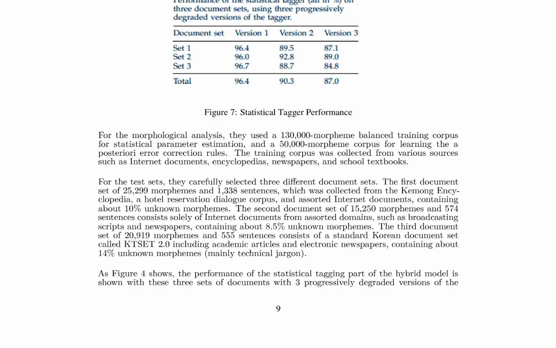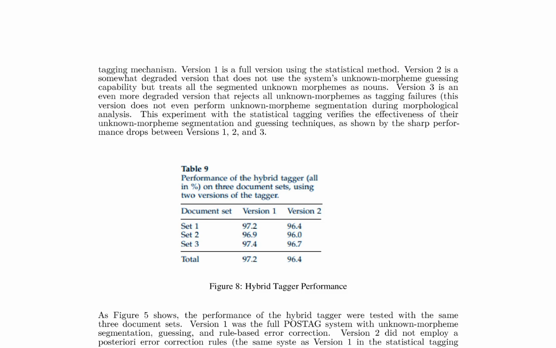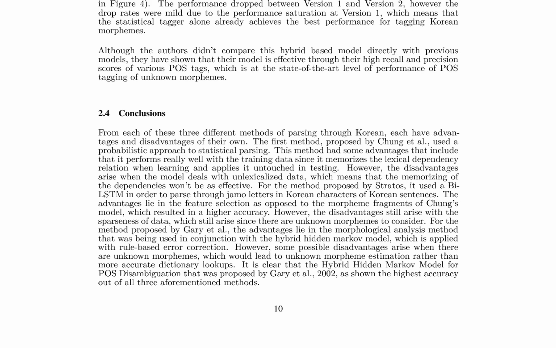The performance of the statistical tagger is evaluated on 3 document sets with progressively degraded versions of the tagging mechanism. The results show a significant drop in performance between versions 1, 2, and 3, verifying the effectiveness of the unknown morpheme segmentation and guessing techniques. The hybrid tagger's performance is also tested, with version 1 incorporating unknown morpheme segmentation, guessing, and rule-based error correction, and version 2 omitting a posteriori error correction rules. The results demonstrate a mild performance drop between version 1 and version 2, indicating that the statistical tagger alone achieves state-of-the-art performance for tagging Korean morphemes.